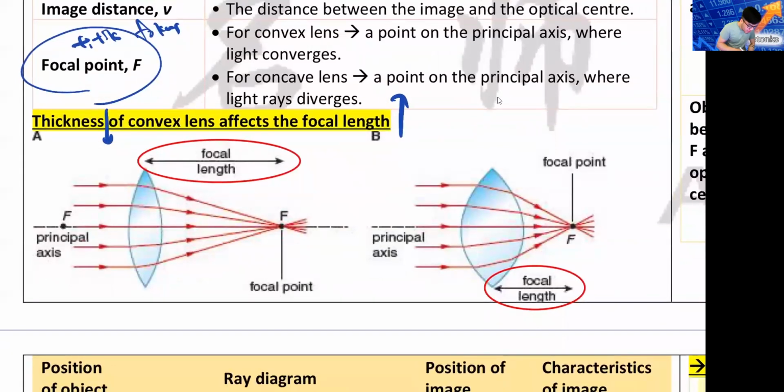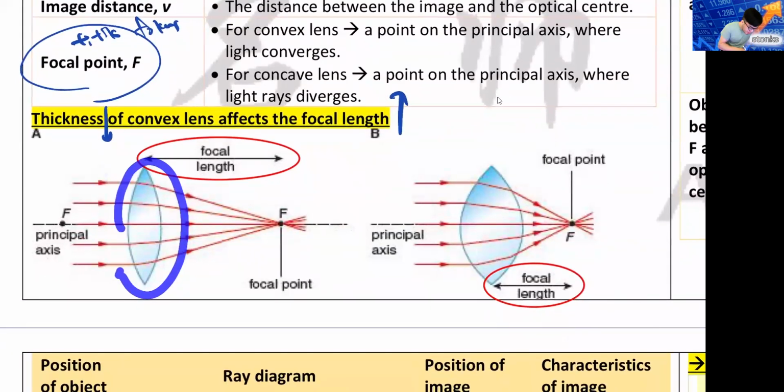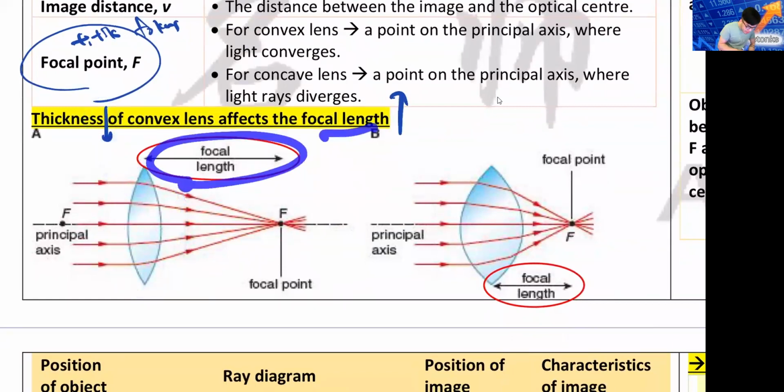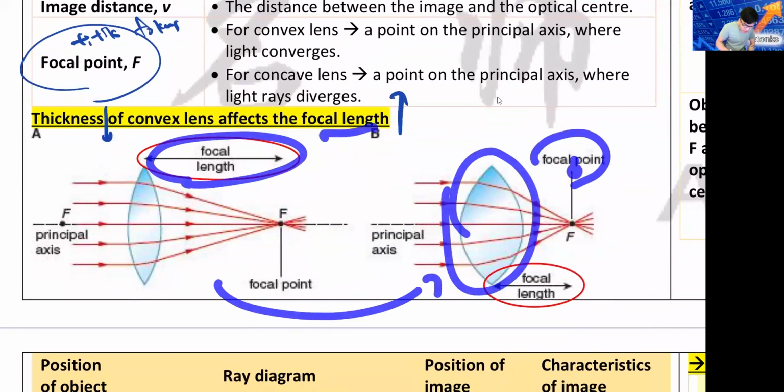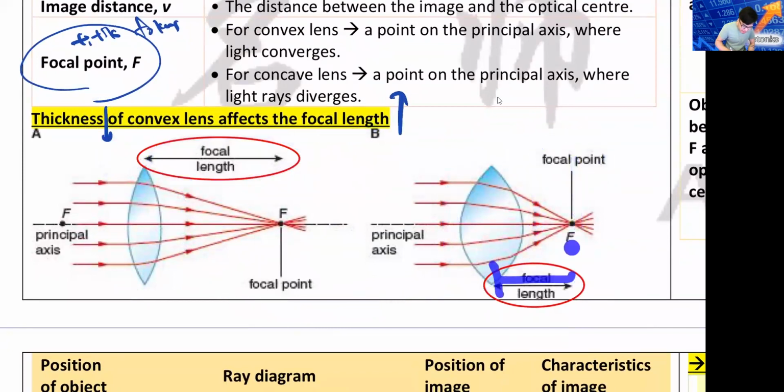That means if your lens is thin, thin as in going down, your focal length is going to be long. Whereas if your lens is thick, your focal length is going to be short. So they go in opposite. Thin lens, long focal length. Thick lens, short focal length. So they go opposite like this. Thin, long, thick, short. So they work like this.